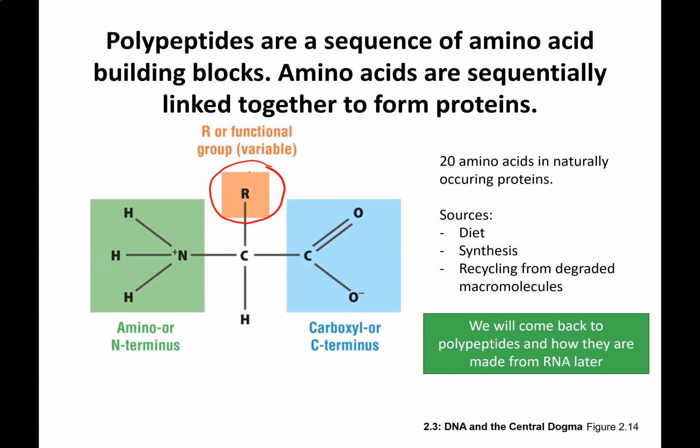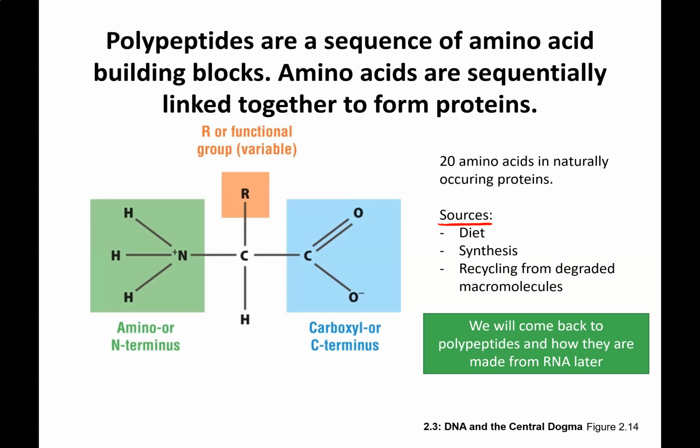So R groups can change. There are 20 different R groups, making 20 different amino acids. Each of those groups has different chemical properties, and we'll talk about that in a minute. Amino acids come from diet, so we can ingest amino acids. Some amino acids can be synthesized by the organism that needs them. Humans can't synthesize all amino acids, so we do have to get some from our diet, which is why maintaining a proper protein balance in your diet is really important. And then we can also get amino acids by recycling and breaking down other macromolecules, other proteins.